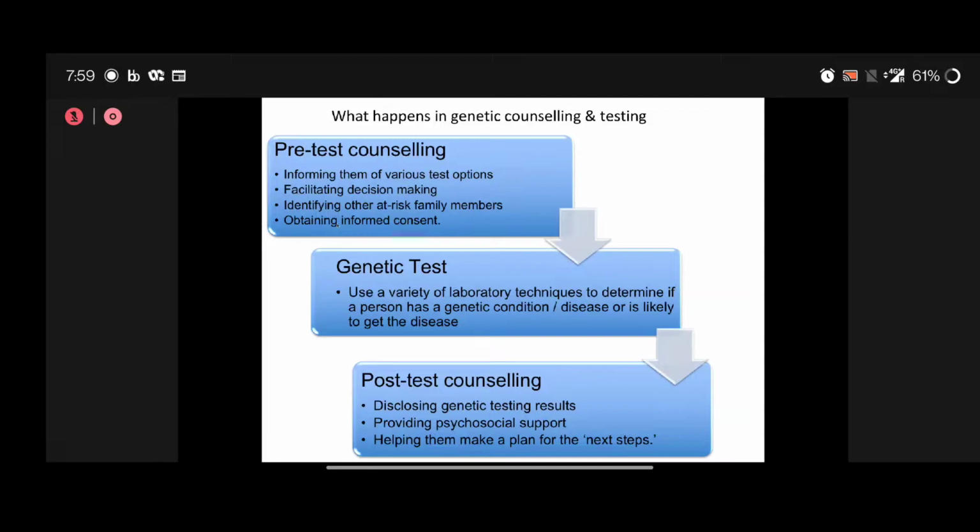Many times you have not done pre-test counseling, you have not ordered genetic testing, but the patient will come to you with the genetic test report, because you are the doctor in a higher center, and you have the name and fame, so they want advice from you. But to begin with, someone has to suspect inherited predisposition and refer the patient for counseling.